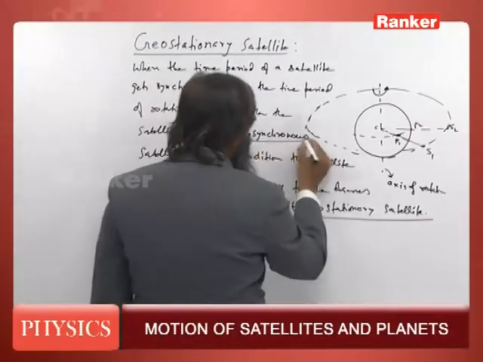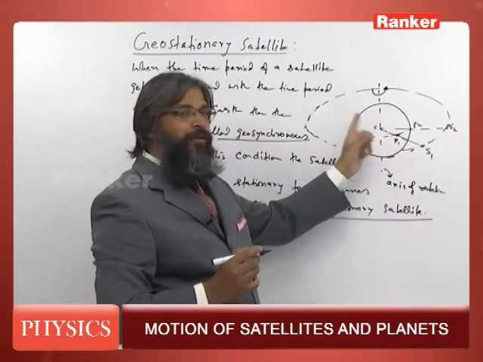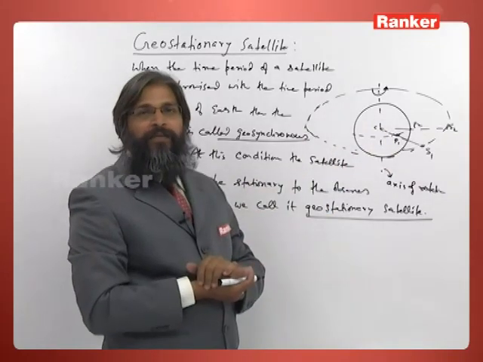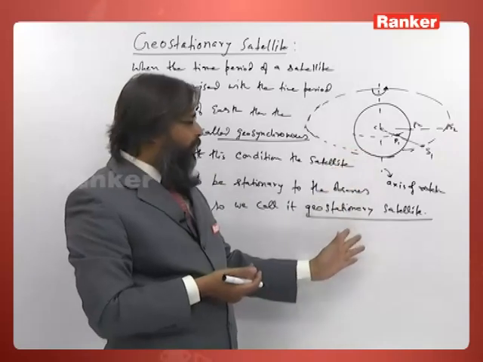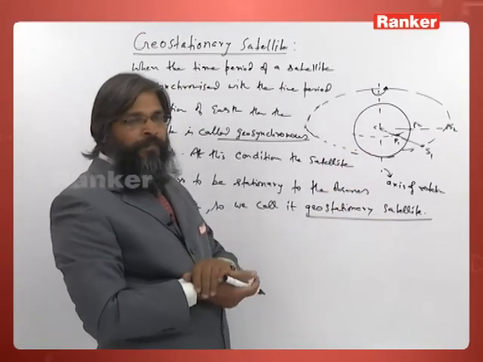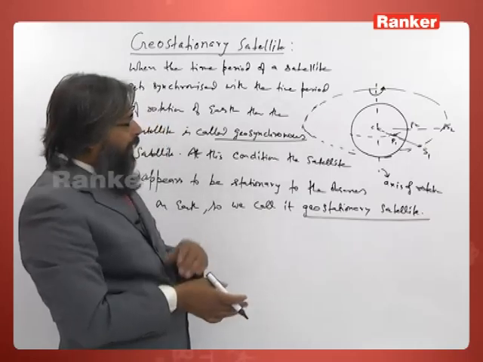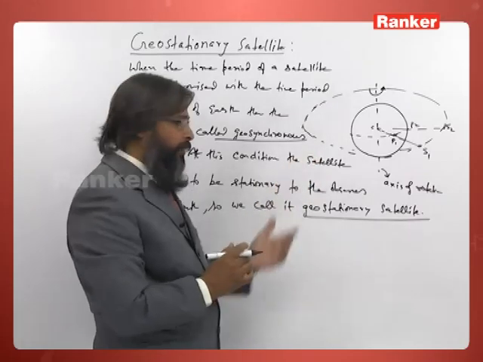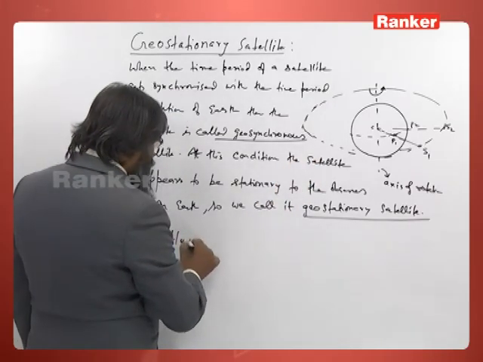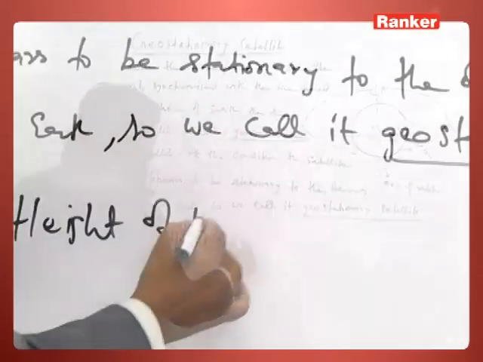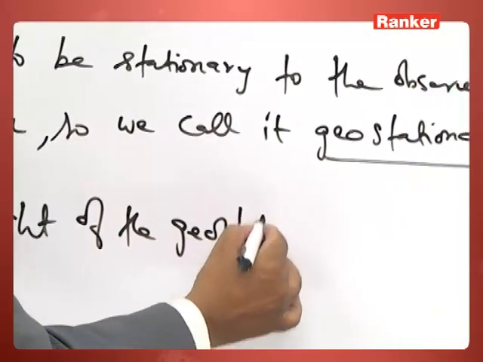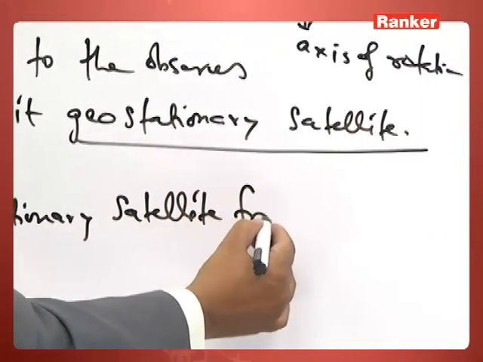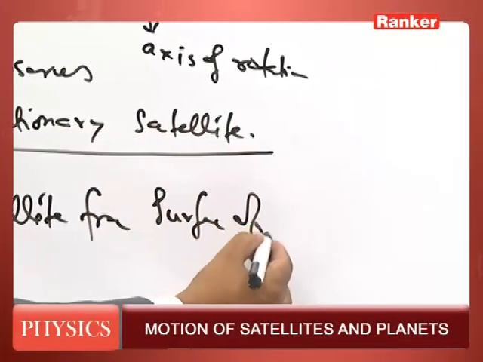So, its two names are there: geosynchronous, because its time period gets synchronized with the time period of rotation of Earth, and since it appears to be stationary with respect to any observer on Earth, its second name is geostationary satellite. So, now let us calculate what is the height of the geostationary satellite from the surface of Earth.